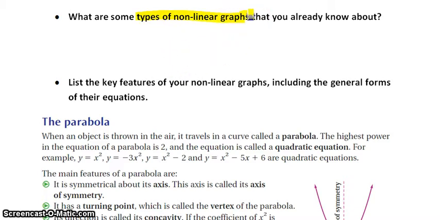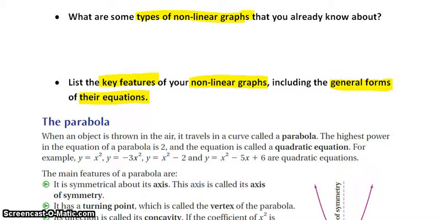You're not expected to remember them all or know them all yet, but write down the ones you already know about. Then I want you to write down the key features of the nonlinear graphs that you've talked about and include the general forms of their equations.